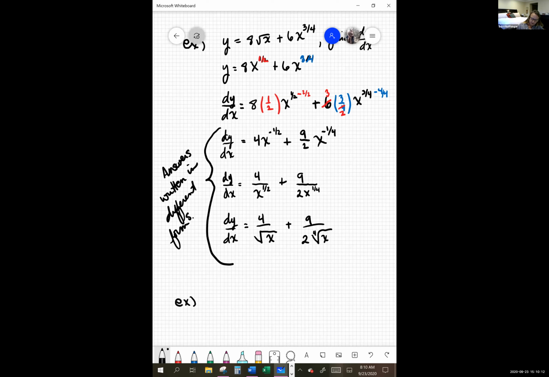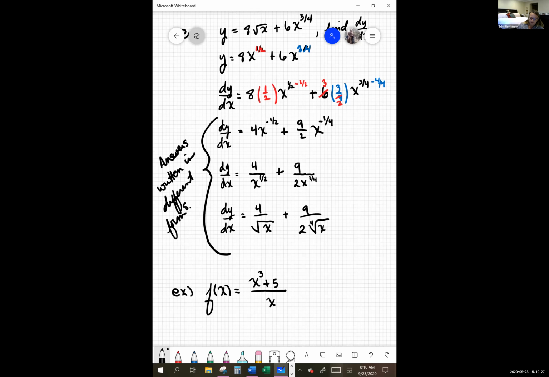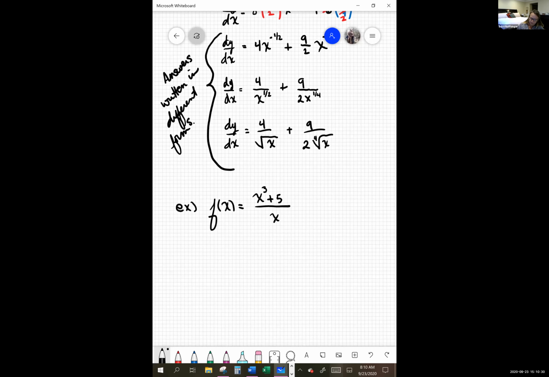So if you're given, how about f of x equal to x cubed plus 5 all over x. It wants us to find the derivative. So let's say find f prime of x. Unfortunately, we don't actually know how to do this yet in the way that it's written.